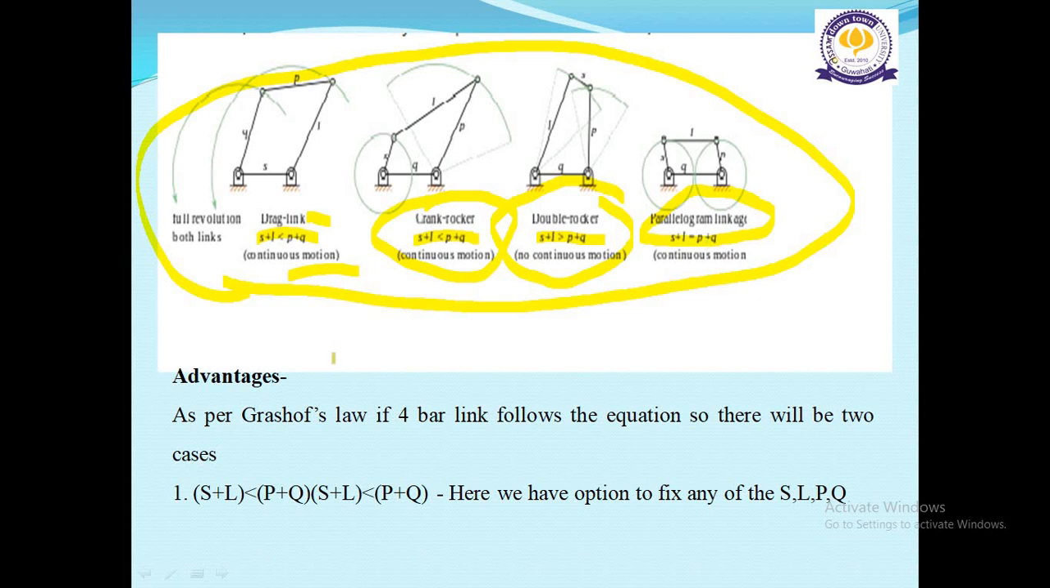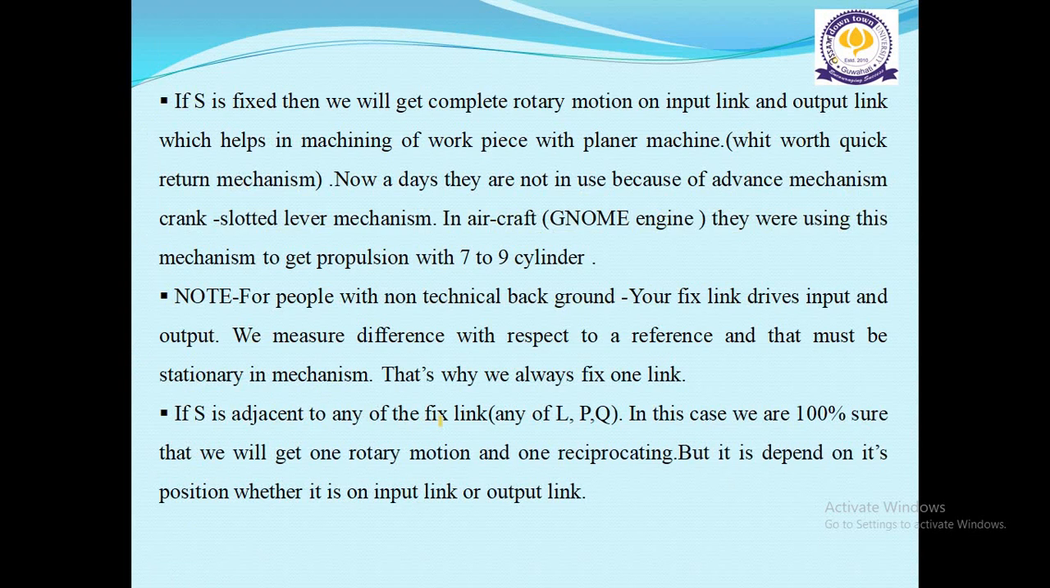Okay, so moving on to the advantages of Grashof's law. As per Grashof's law, if the 4-bar link follows the equation, there will be two cases. Number one, that is S plus L is less than P plus Q. Here we have the option to fix any of S, L, P and Q. If we name the links as S, L, P and Q, we can fix any of these 4 links.